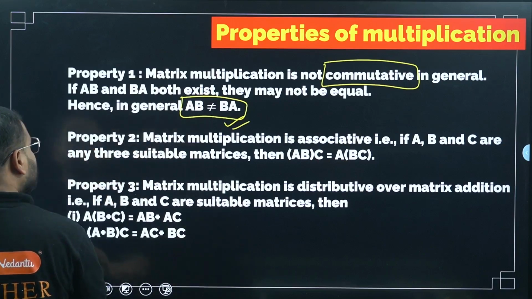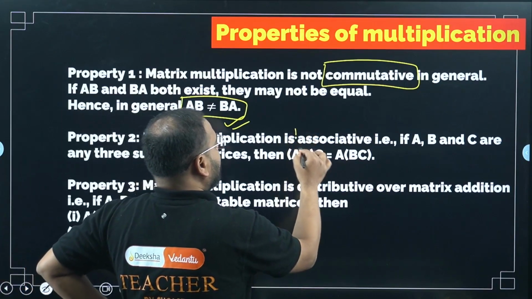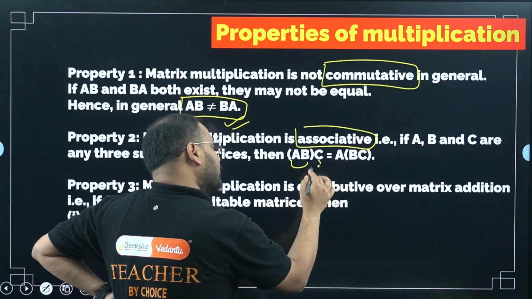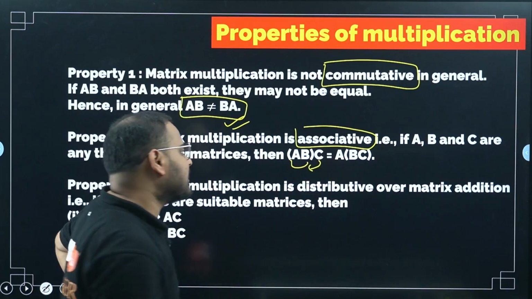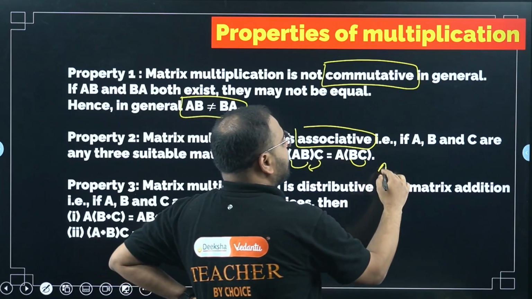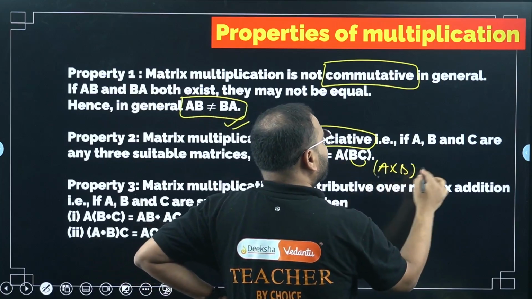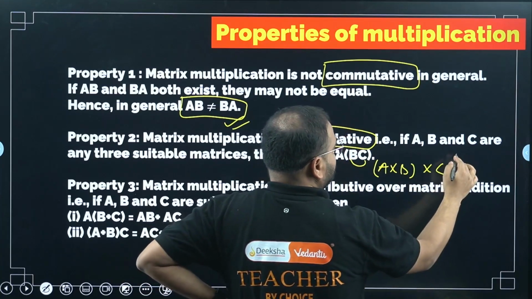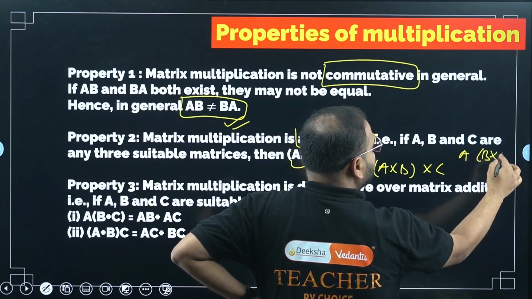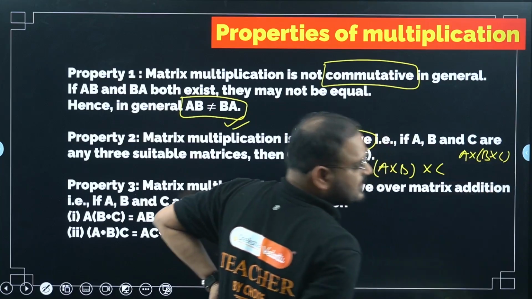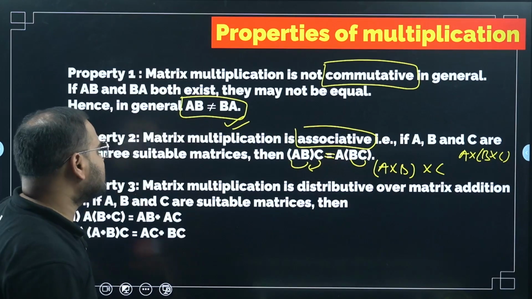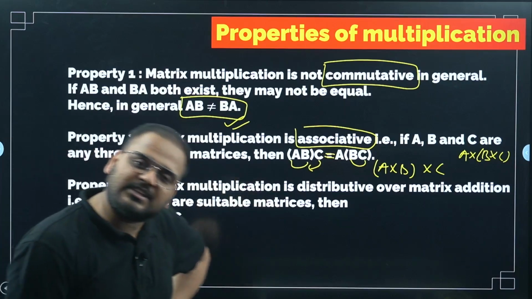Moving on, but it is associative. It is associative, meaning if I multiply A and B first and then multiply C to it, that will give me the same result as if I multiply B and C first and then multiply A to it. I keep A as it is, multiply B and C together, and then multiply A at the last. That will give me the same result. I hope this is clear. So yes, matrix multiplication is associative in nature.